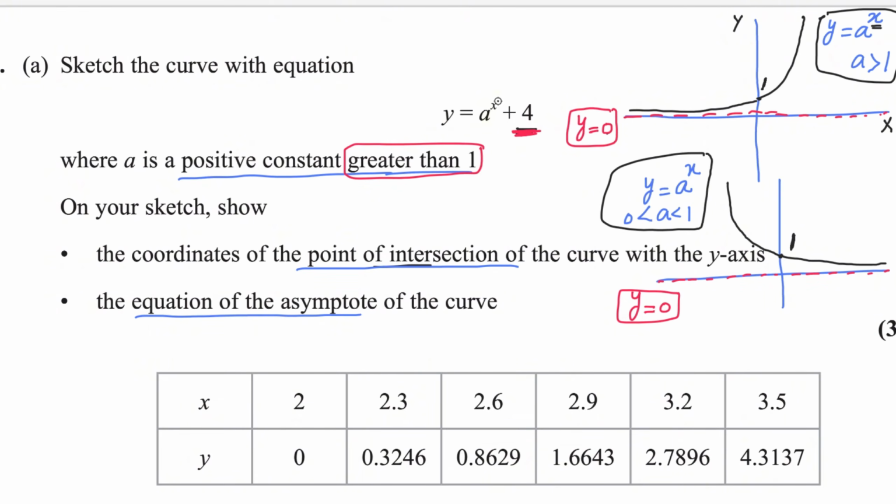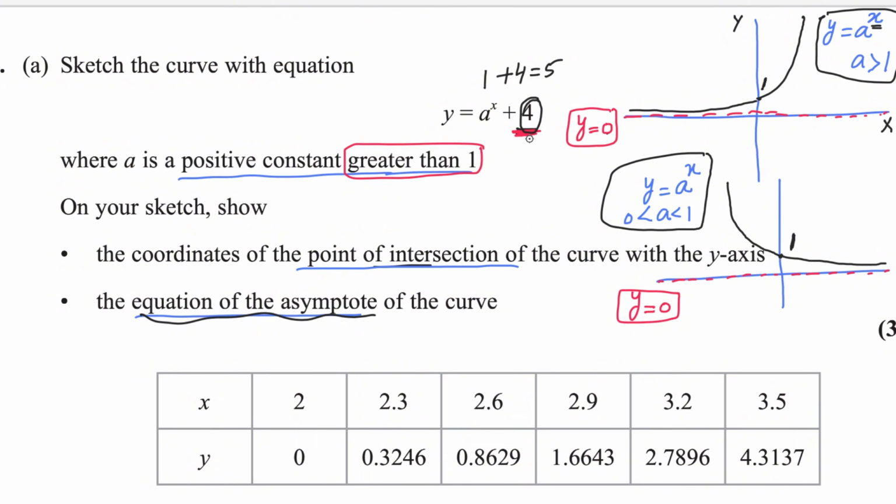To get the y-intercept you can put x equals 0. a to the power 0 is 1, and 1 plus 4 will be 5. So the y-intercept will be 5. In the same way, this will be the line of asymptote. You are asked to write the equation of the asymptote. In the original case, the equation of asymptote is y equals 0. Now this line moves 4 units up, and the equation of asymptote will be y equals 4.